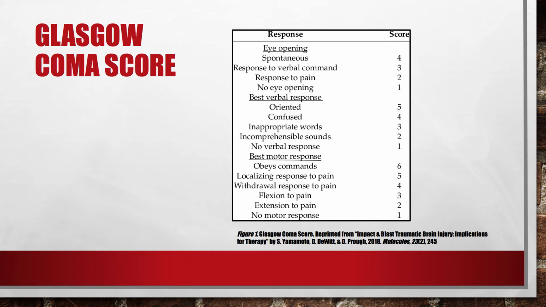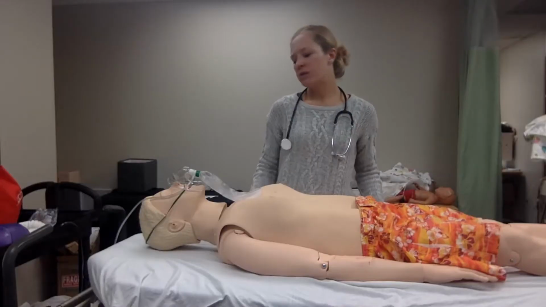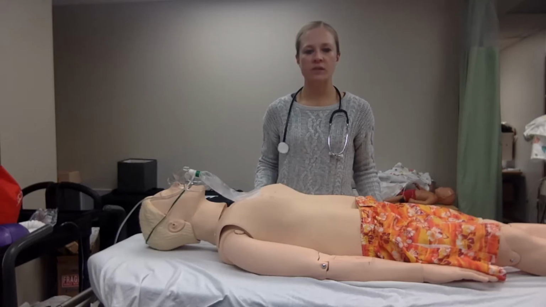Scores range from 3 to 15. We're looking at best eye opening, best verbal response, and best motor response. For patients with a GCS of 8 or less, we want to go ahead and intubate. GCS of 8, intubate. We will also want to assess our patient's pupils for size, shape, equality, and reactivity to light.